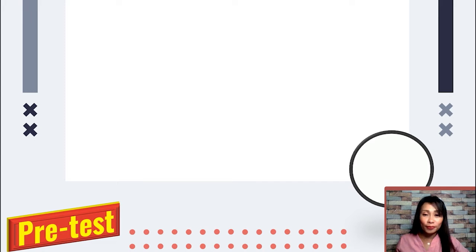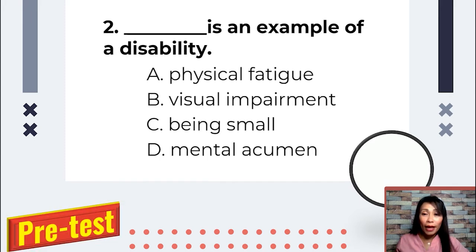Question number 2. Blank is an example of disability. A. Physical fatigue, B. Visual impairment, C. Being small, or D. Mental acumen. And the answer is letter B. Visual impairment.